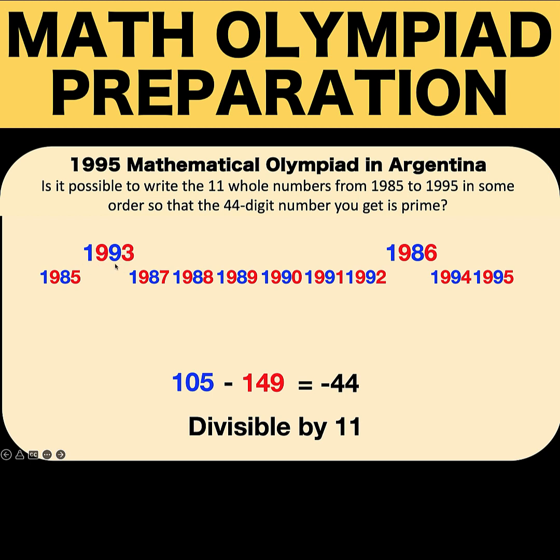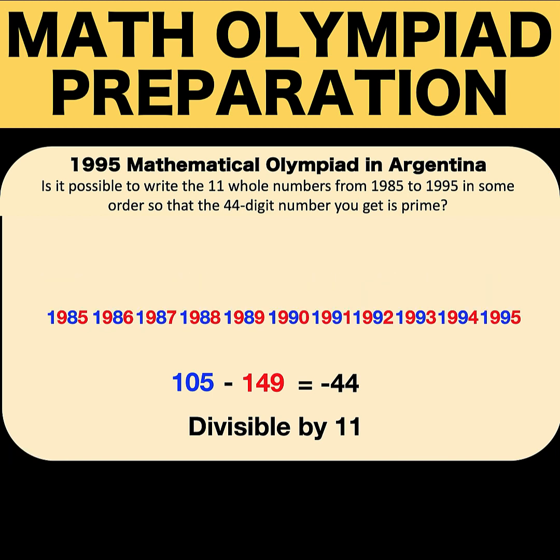So, what we learn from here is no matter how we rearrange the digits, their designation as in the odd position or in the even position will not change. And because of that, we can say that no matter how we rearrange these 11 numbers, the sum of the digits in the odd place would always be 105, and the sum of the digits in the even place would always be 149, and the difference would always be negative 44. And because of that, this 44-digit number would always be divisible by 11. And so going back now to the question, is it possible to write these 11 whole numbers so that the 44-digit form is prime? The answer is no.